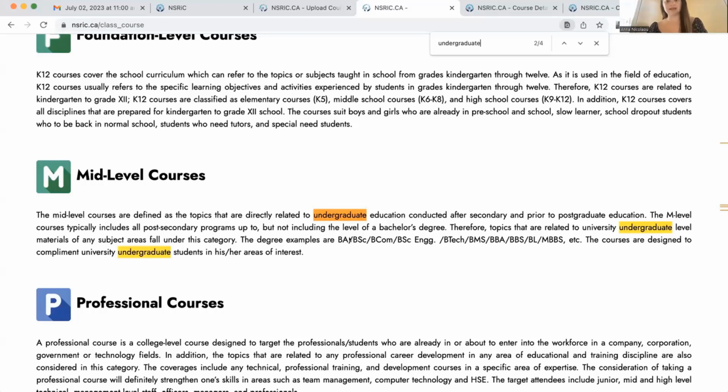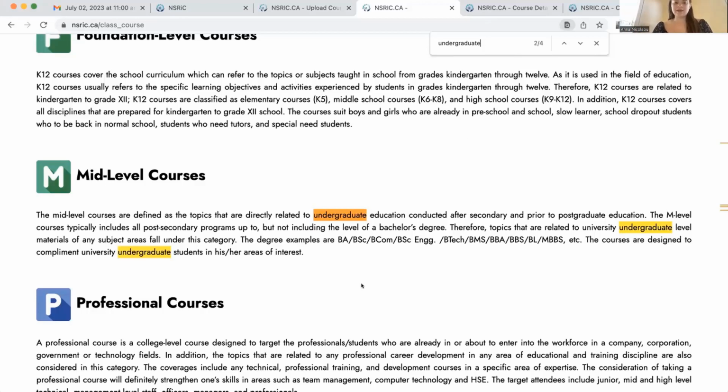The degree examples are BA, B of Science, B of Commerce, Bachelor of Science Engineering, etc. These courses are designed to complement university undergraduate students in their areas of study. Okay, awesome. So these could be courses to help students who are in undergraduate, or courses that are not actually undergraduate courses but are for people who have completed their high school diploma. So now we have a good understanding of what mid-level courses are.